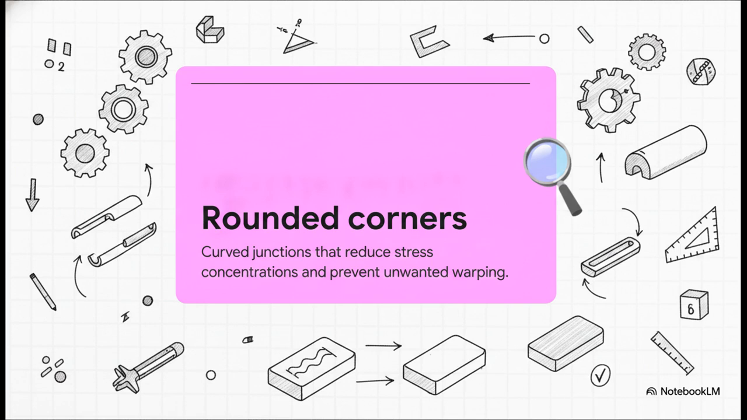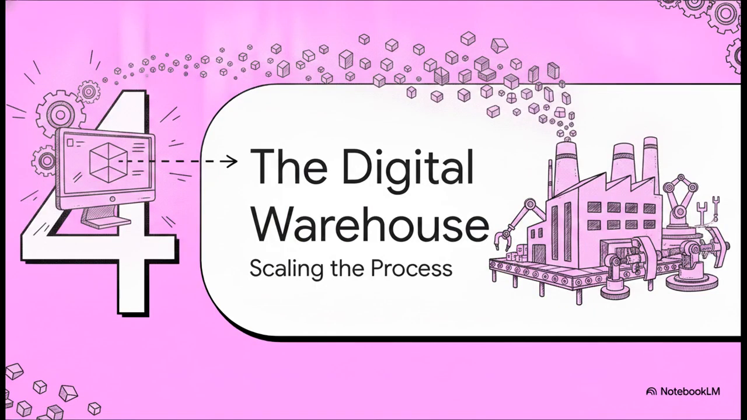These curved junctions are, well, they're basically essential. They significantly reduce stress concentrations inside the part and help prevent unwanted warping. By actively combating the natural shrinking behavior of cooling plastics, rounded corners really help you maintain dimensional accuracy across your entire print. All right, let's look at the big picture in section 4, the digital warehouse future, scaling the process.